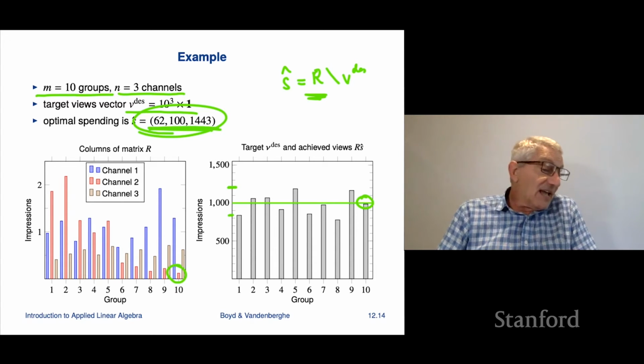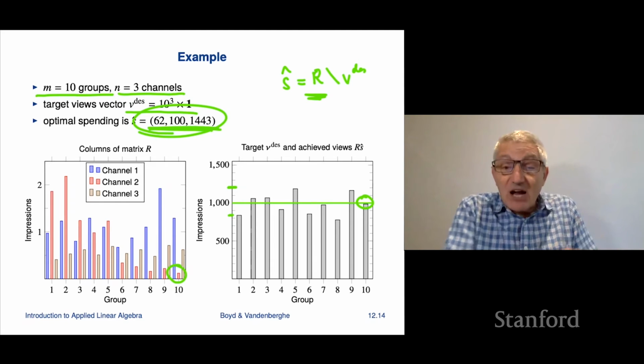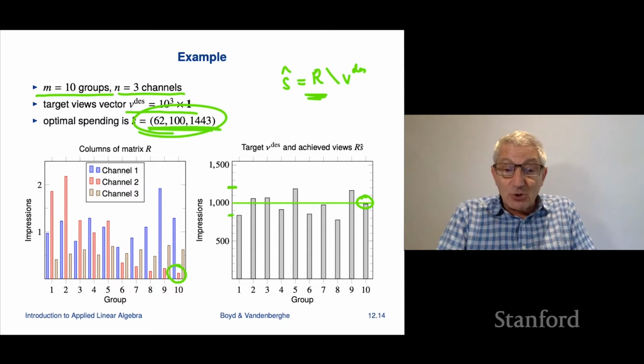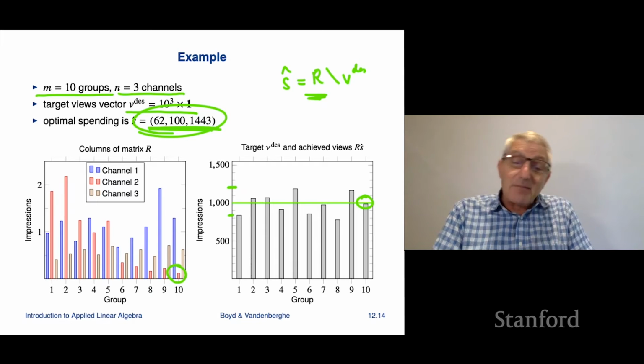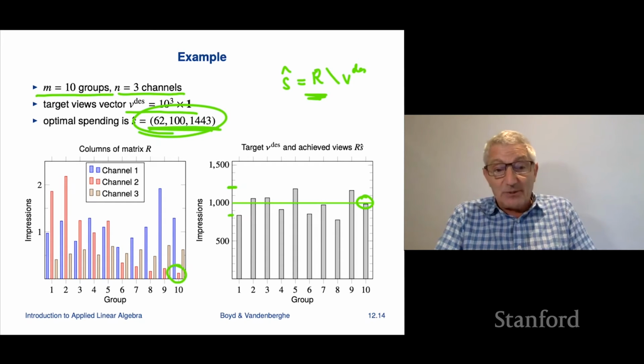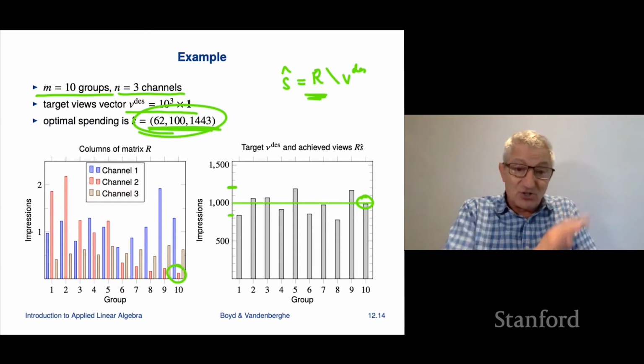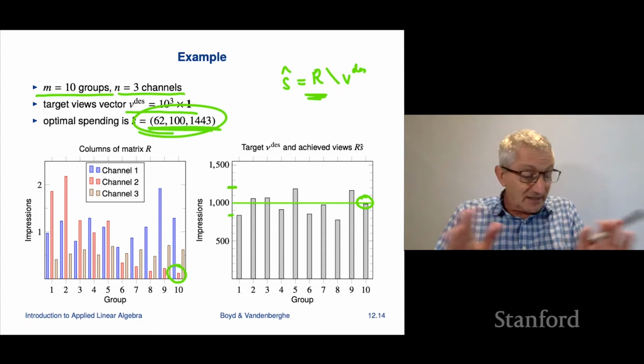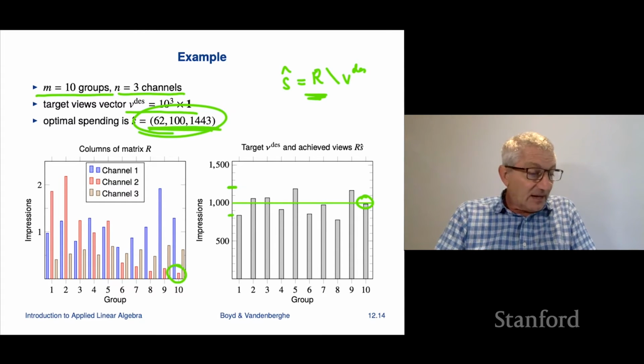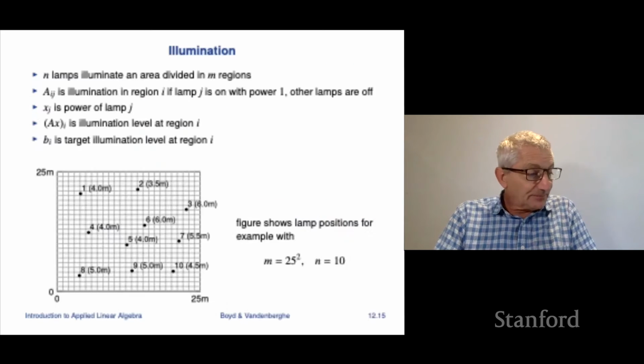Okay, so in which case, by the way, if there were 500 advertising channels and 10,000 groups, you could not do this by hand. I mean, you might attempt to, but it would be really pretty stupid, frankly, because you can just do it and get a beautiful spending plan like that. Okay, good. So that's our first example.